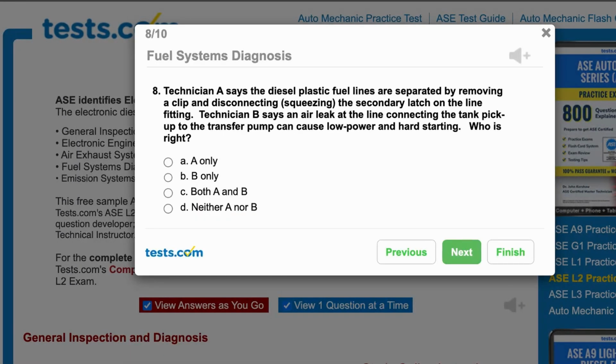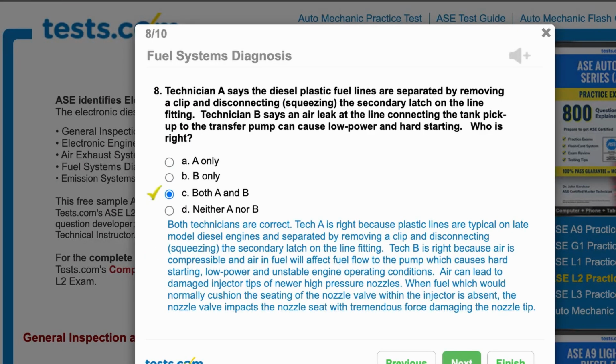Question 8. Technician A says the diesel plastic fuel lines are separated by removing a clip and disconnecting or squeezing the secondary latch on the line fitting. Technician B says an air leak at the line connecting the tank pickup to the transfer pump can cause low power and hard starting. Who is right? A only, B only, C, both A and B, D, neither A nor B. C, both A and B.